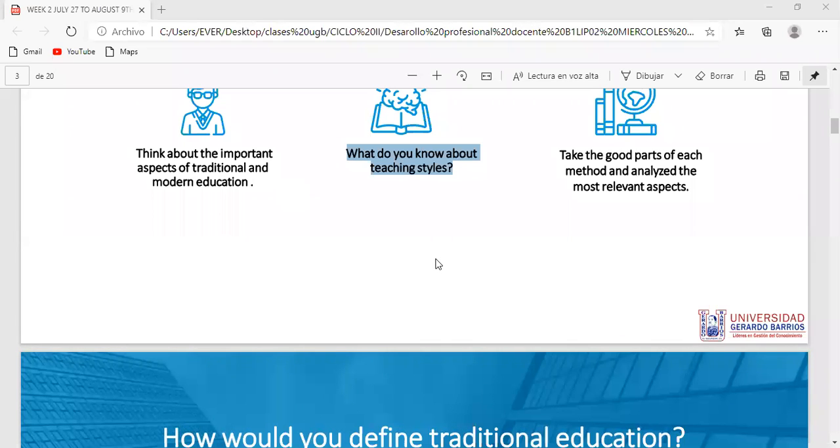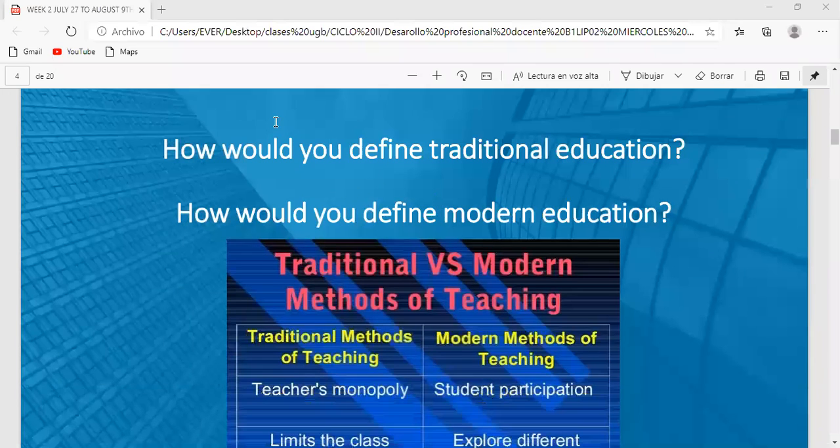So, let's continue. Now, guys, for the next activity, we're going to have a discussion, okay? We're going to discuss these two questions. First, even if you don't know what it is, I want you to give your ideas. For example, question number 1 says, how would you define traditional education? Probably you don't know a very specific concept, but you probably know traditional education. And then we have question number 2. How would you define modern education, right?